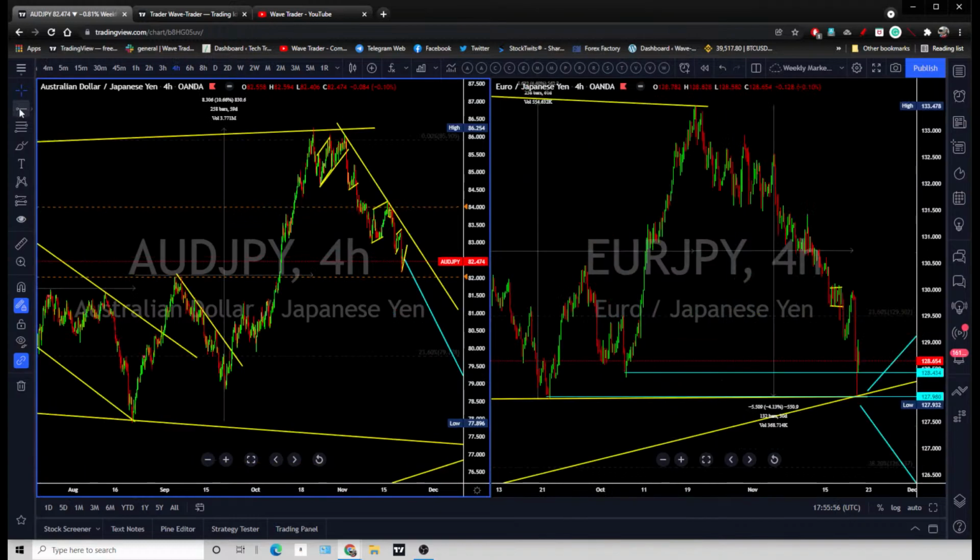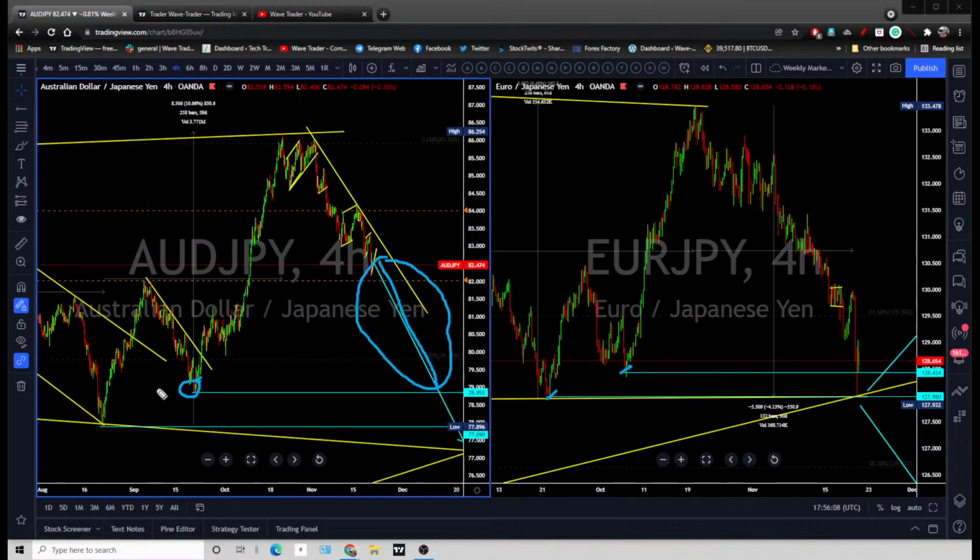So what is the target? This is the first target, and that is your second target. The first target is still far away on the Aussie yen. So potential is there, and the second target is there. We call that lag. This is a lag between these two assets.